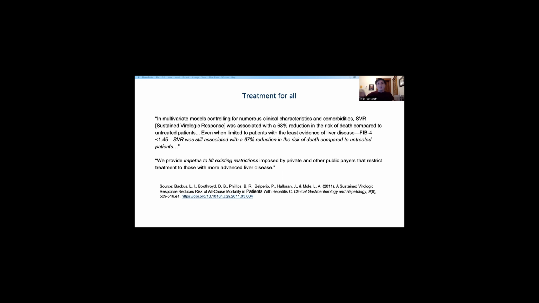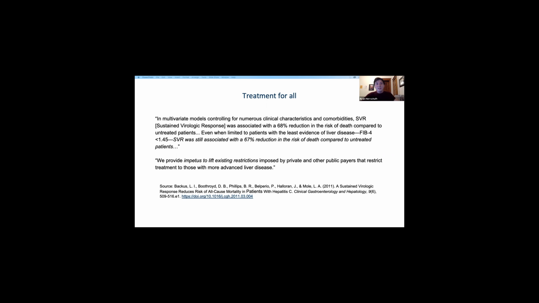This study by Bacchus and others provided the impetus to get rid of some of those treatment restrictions based on fibrosis or liver damage, because these authors found that it didn't matter what level of liver damage somebody had, for all people, sustained virologic response, or a cure, accessing treatment, was associated with a 67% reduction in risk of death compared to untreated patients. So these authors found that if we want to decrease mortality due to hepatitis C, we should be treating people regardless of their stage of disease.